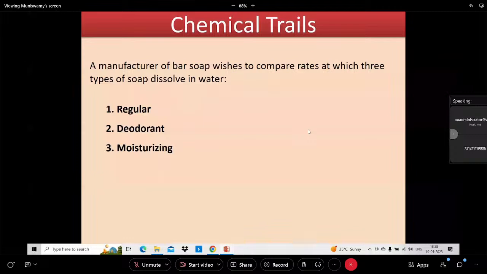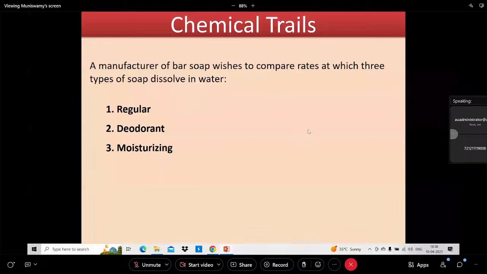The soap cubes were soaked overnight in water, each cube in a separate container. Then all cubes were re-weighed following soaking. So after soaking, again they weighed. Okay, the weights are like this.